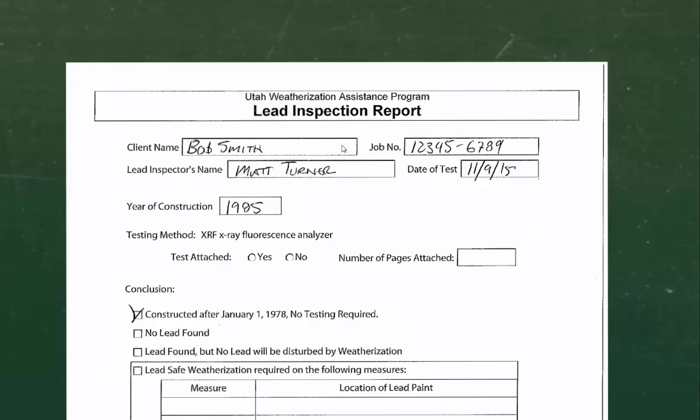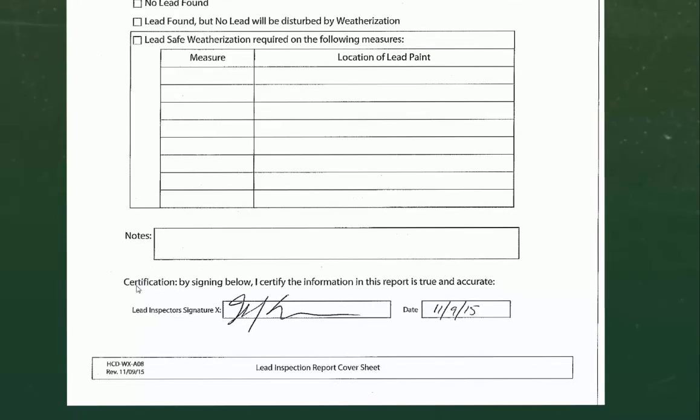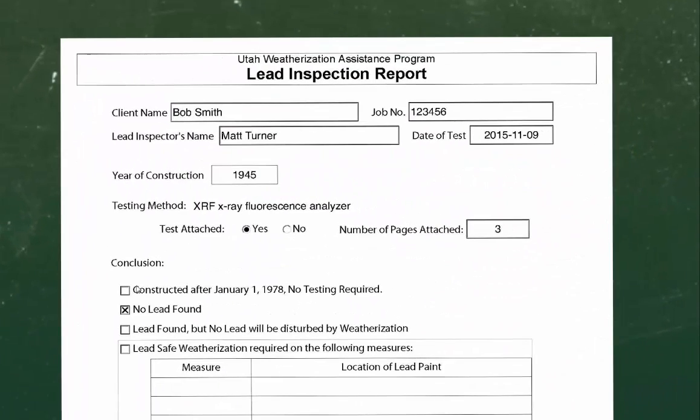All you've got to do is put the client's info here, the person that would have conducted the inspection, the year of the construction, check that box, have them sign below, and put it in the client file, and you're done. Second example is really that no lead was found, or this would also look the same if lead was found, but it's not going to disturb weatherization.